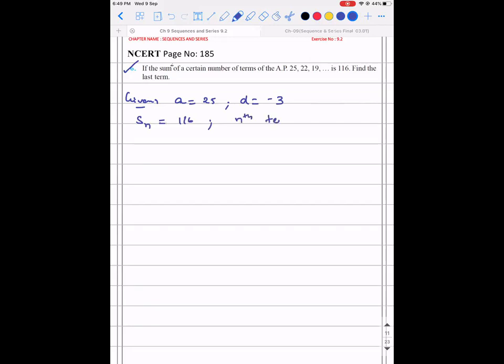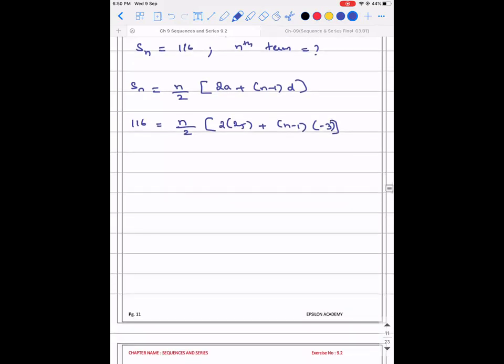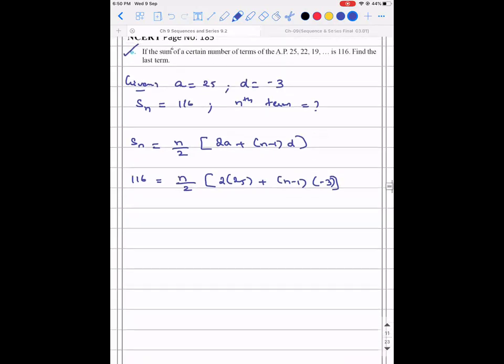The nth term is what? So for that, Sn will be equal to n by 2 into (2a plus (n minus 1) into d). So Sn is 116, equal to n by 2 into (2 into 25 plus (n minus 1) into minus 3). Correct? So I have a doubt. Yeah, tell me. Can't we just directly put n by 2 into (a plus l)? You can do that if you know the number of terms.